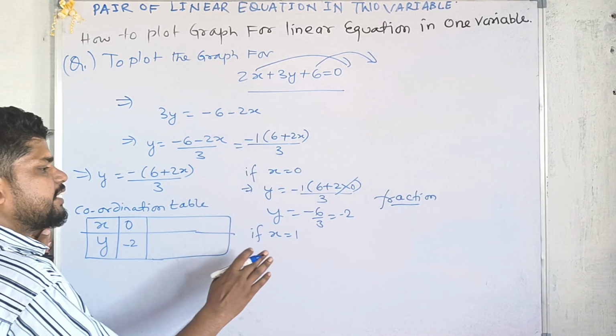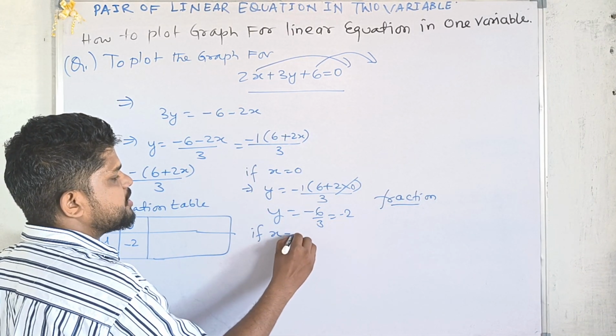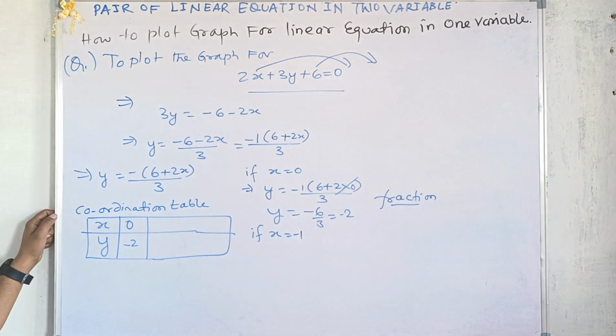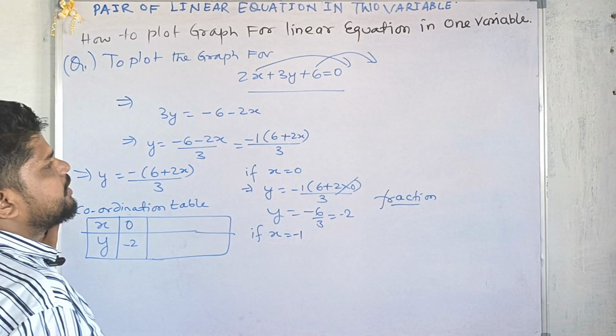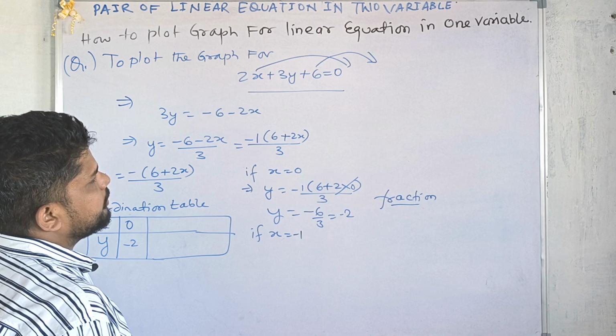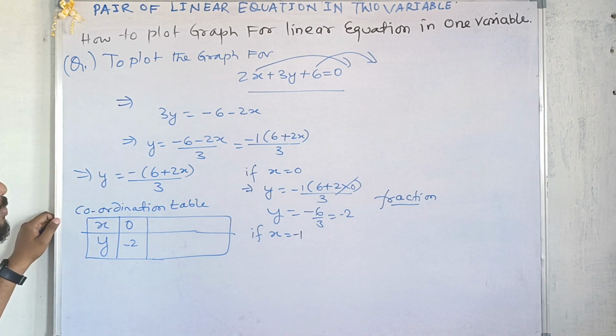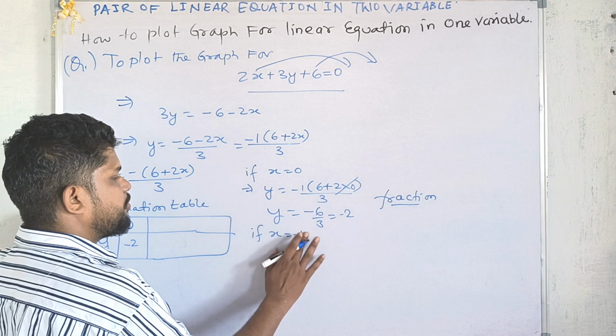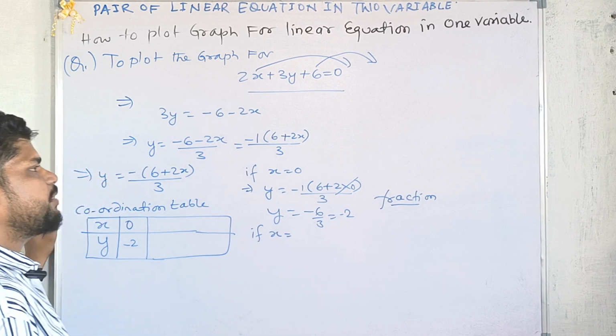So, just try to avoid that. Okay. Now, let's just put minus 1. If the value of x is minus 1, then it will be 6 minus 2, that is 4 by 3, minus 4 by 3. Again, it is a fraction, so we will not put x is equal to minus 1.